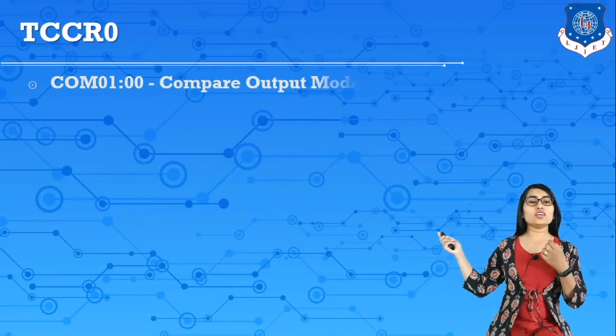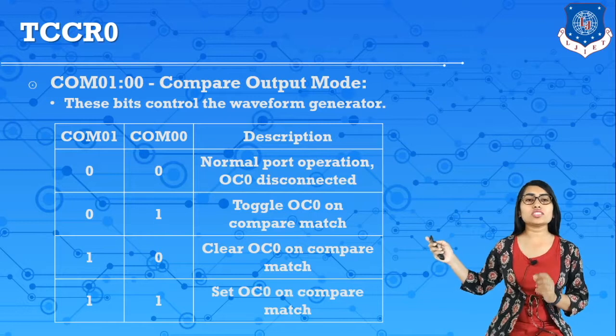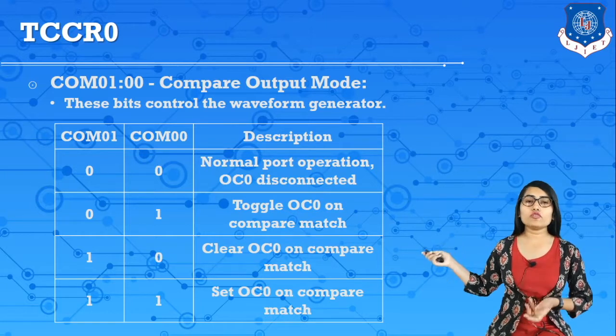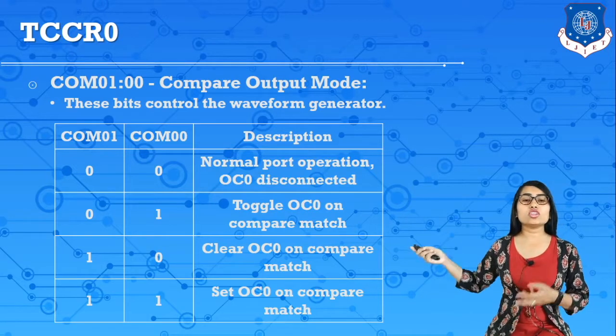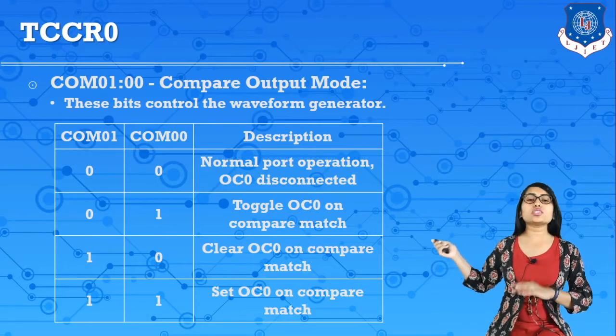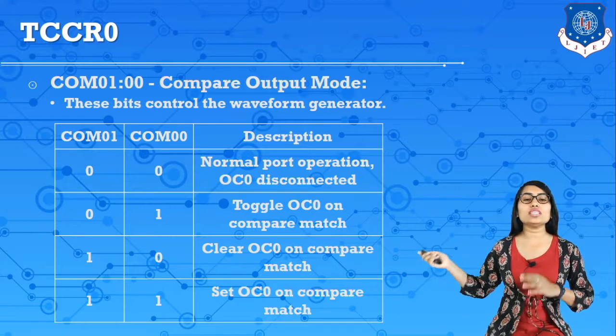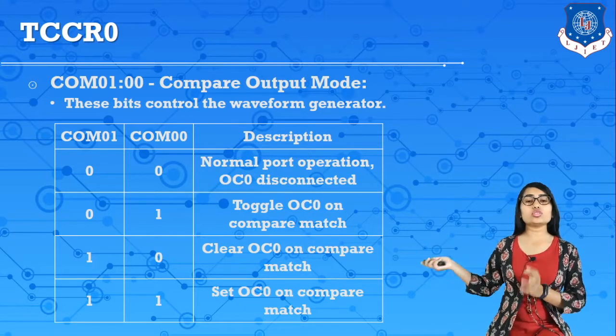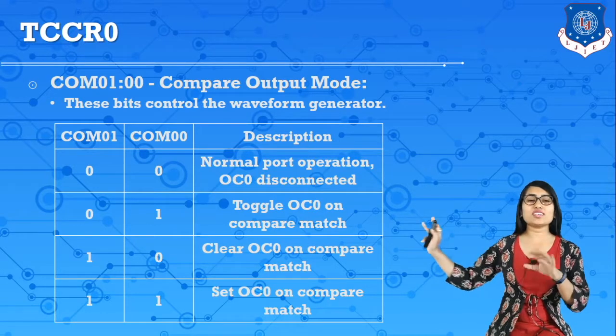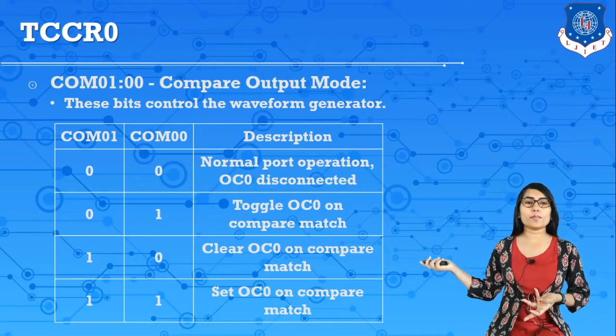So here we have COM01 and COM00, that is the compare output mode. These bits are used for the waveform generator. If 00, then normal port operation; 01, then toggle OC0 on a compare match; 10, then clear OC0 on a compare match; 11, then set OC0 on a compare match. Generally these bits are 00 for normal operation.